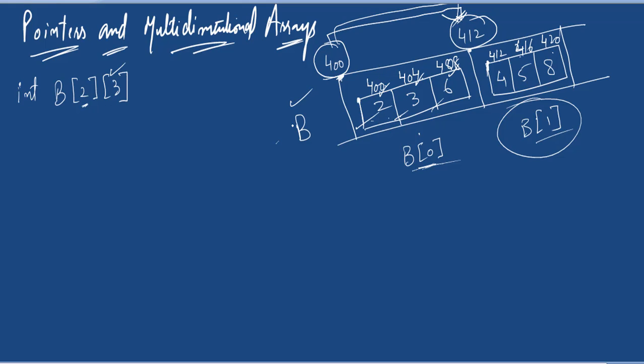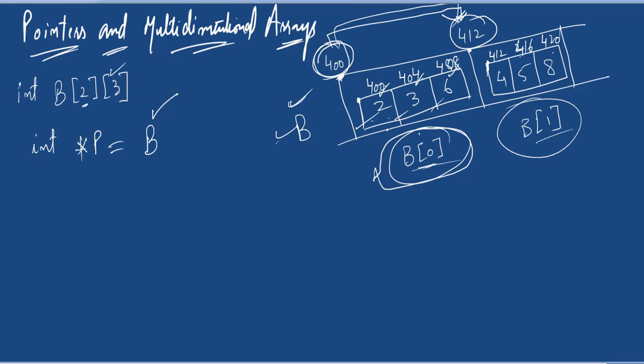But this time the case is different. In case of a single dimensional array, it was easier for me. But in this case, suppose I write here int pointer, I am declaring a pointer variable p is equal to b. But this is a wrong way. Why is this a wrong way? Because b is the name of the array, and it will return the address of the first element of the array, and the first element is b0. When I am talking of b, it means first b0. But b0 does not contain any number.